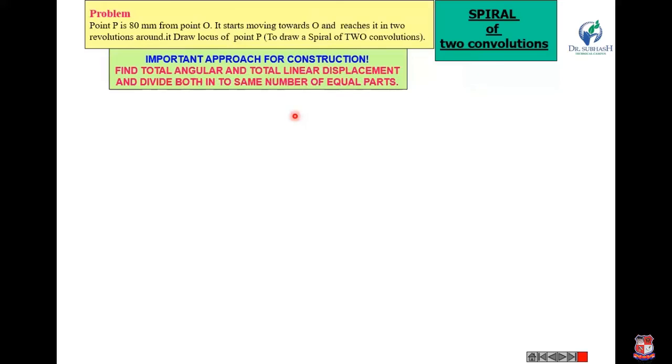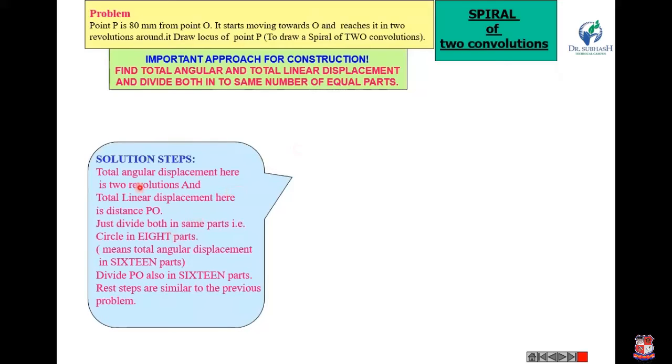Now, spiral of two convolutions. Point P is 80 mm from point O. It starts moving towards O and reaches it in two revolutions around. Draw the locus of point P. Here it completes two convolutions, or two revolutions. So find the total angular and total linear displacement and divide both into the same number of equal parts. The different steps are given here.